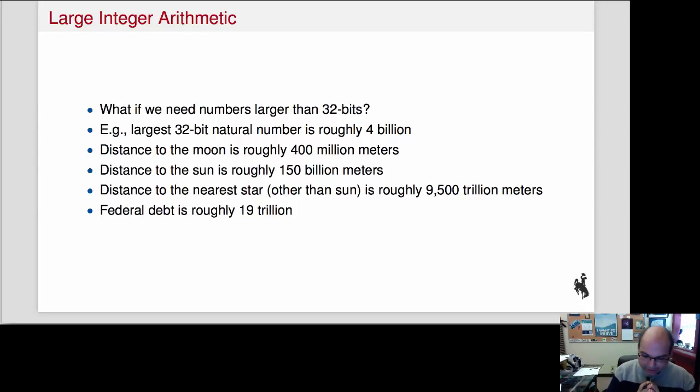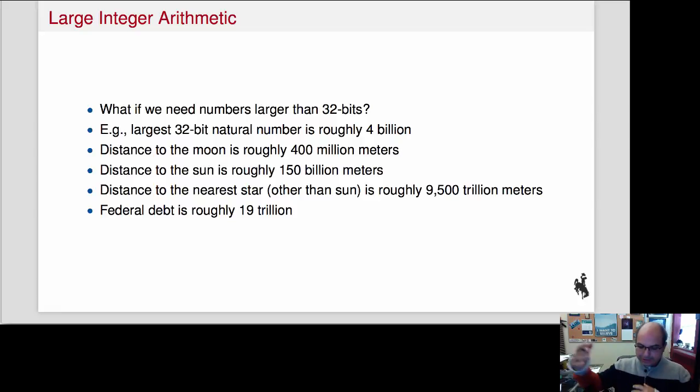So here are some yardsticks that we can use. The distance to the moon is about 400 million meters. That's a lot less than 4 billion, right? Actually, it's not that much less, about 5 times less, but still, we could store that. How about the distance to the sun? Now it's 150 billion meters. So we couldn't store that in an integer in a regular computer, certainly not in 32 bits.